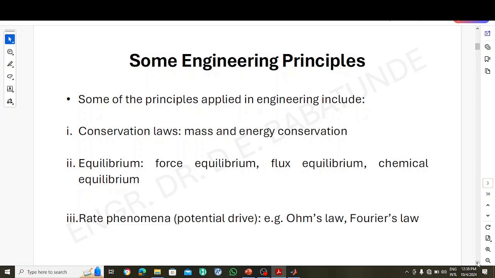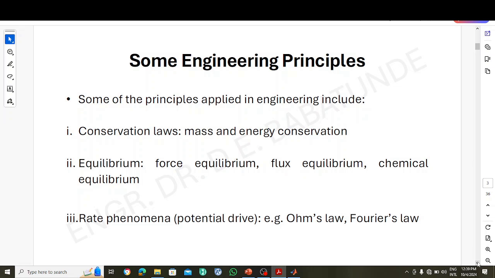Then sometimes you might need to consider rate phenomena. I know you know about your Ohm's law, where the flow of current is due to potential difference. Then we have your Fourier law, which tells you that if heat will flow from one point to another, there must be a temperature difference, and it's going to flow from a position of higher temperature to the lower temperature, right? So it's the temperature difference that is causing the drive of the heat flow.